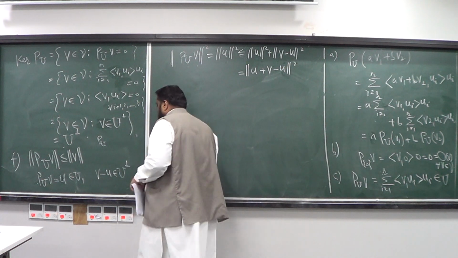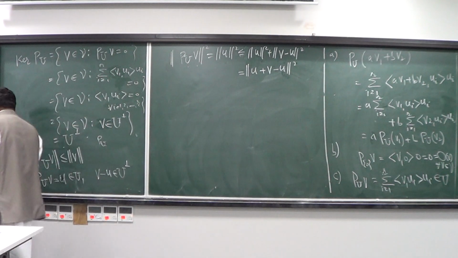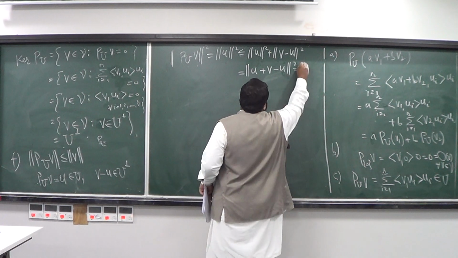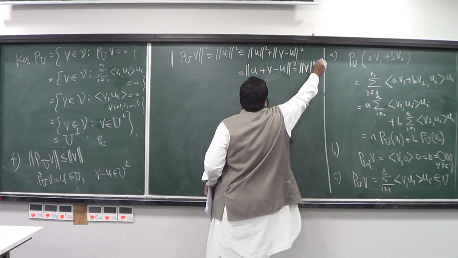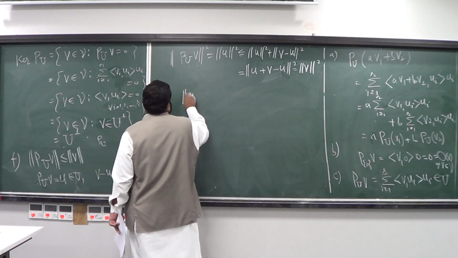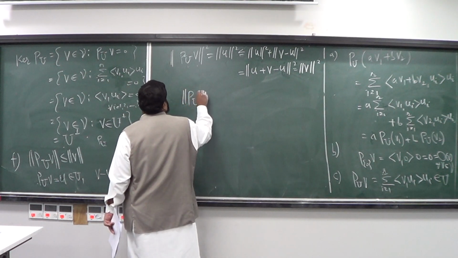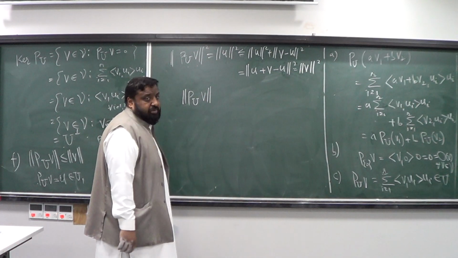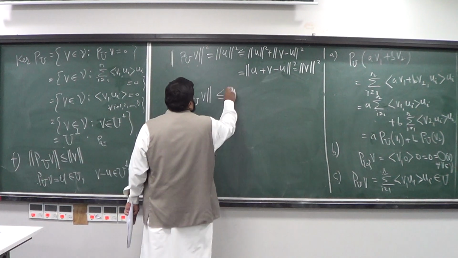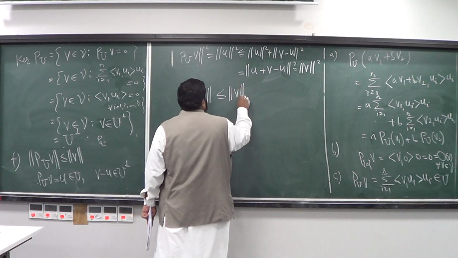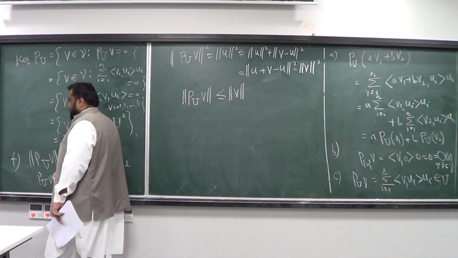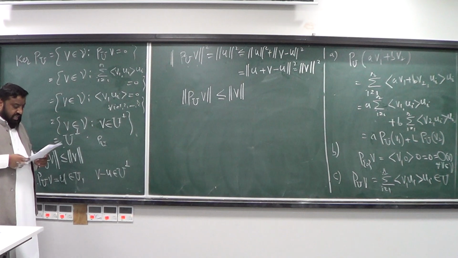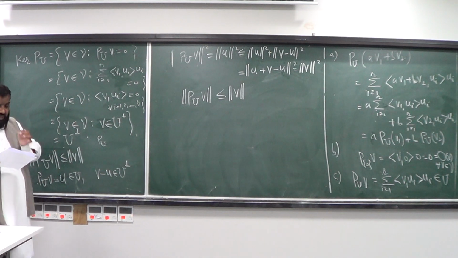By the Pythagorean theorem in inner product spaces you have this result. And once you have this result, this is exactly equal to the norm of v square. So this shows that the norm of the orthogonal projection of the vector v onto the subspace U is less than or equal to the norm of the projected vector v. So this really completes the result. This really completes the proof of the result.